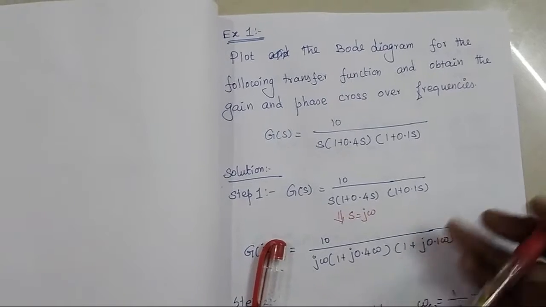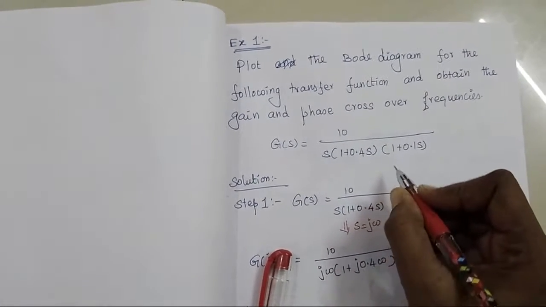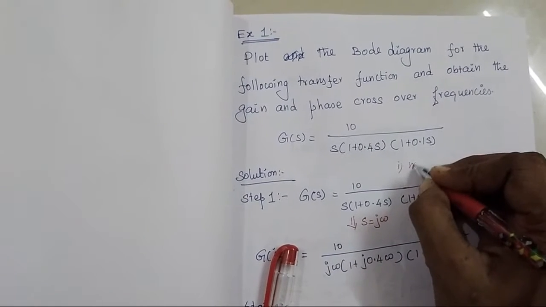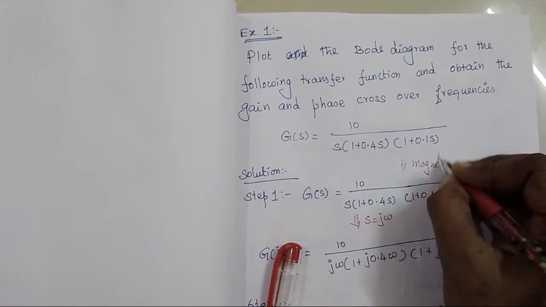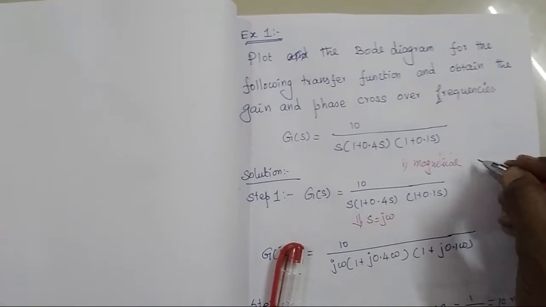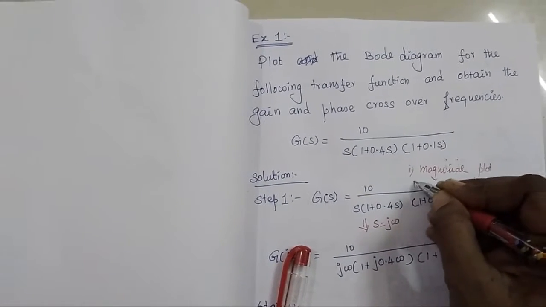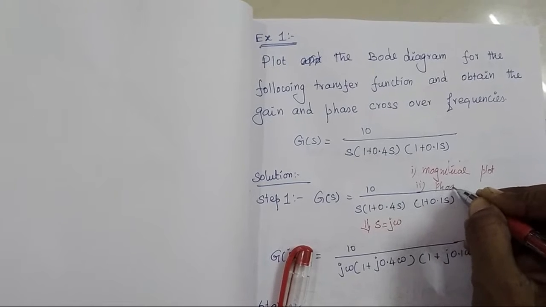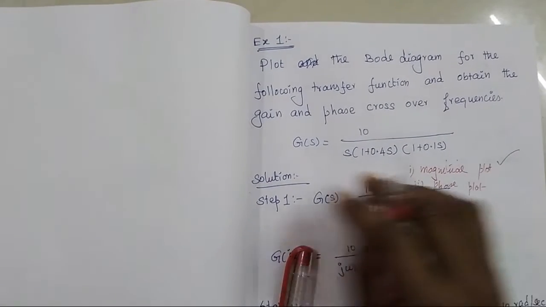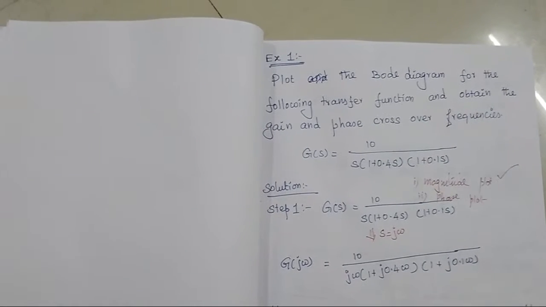See students, keep it in your mind, in a Bode diagram we need to draw two diagrams: the magnitude plot and the second one, the phase plot. The first one, we proceed with the magnitude plot.